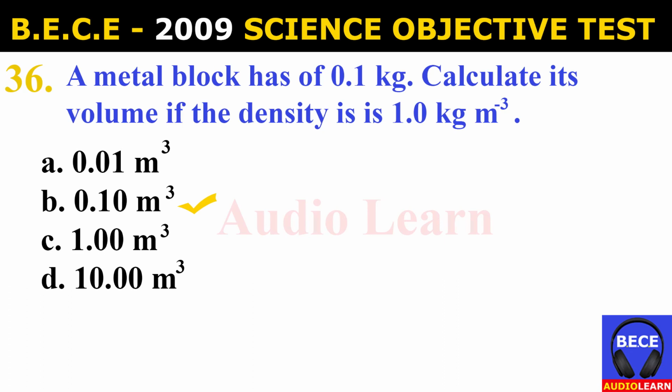A metal block has a mass of 0.1 kg. Calculate its volume if the density is 1.0 kg m^-3. And the answer is 0.10 m³.